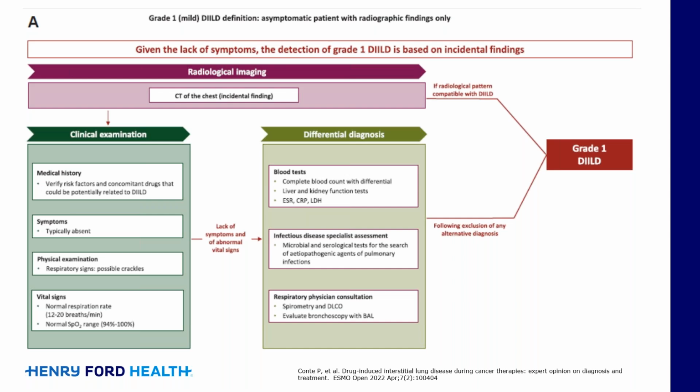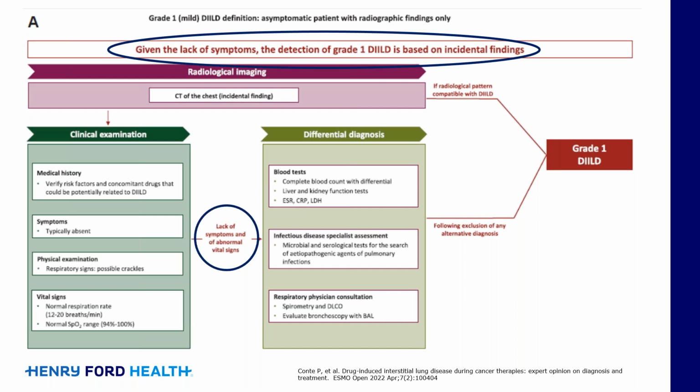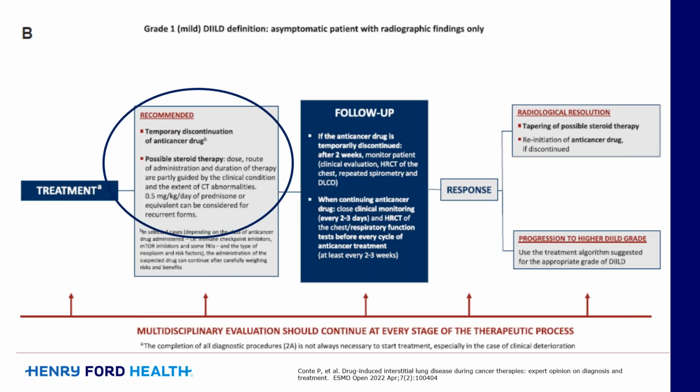Moving on, the next few slides are going to focus on this in a little more specific fashion, and that is what would be the treatment considerations in general based on the grades of drug-induced ILD. So grade 1, as I mentioned before, is asymptomatic patients with just radiographic findings. These patients typically have no symptoms, and in these patients, temporary discontinuation of the offending agent is the first step.